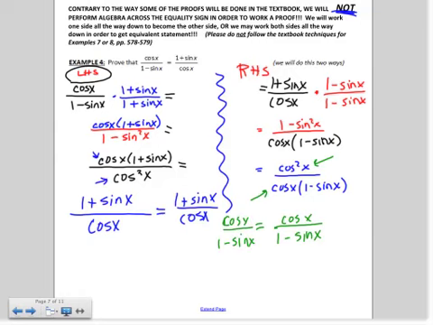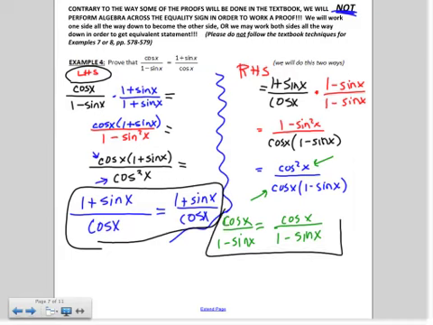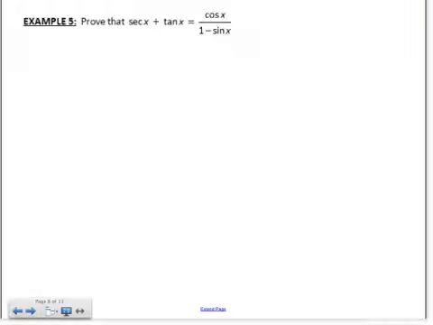Right, so what we want, again, when you do an identity proof, you have to work one side all the way down, and the last step is to show that the left-hand side equals the right-hand side. If you don't do that, you have not completed the proof.